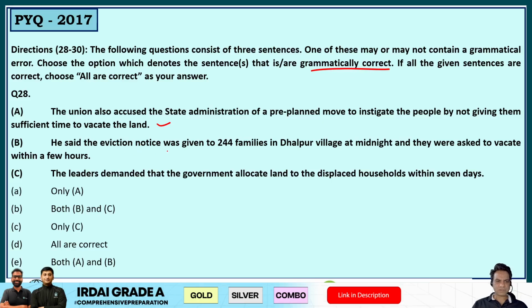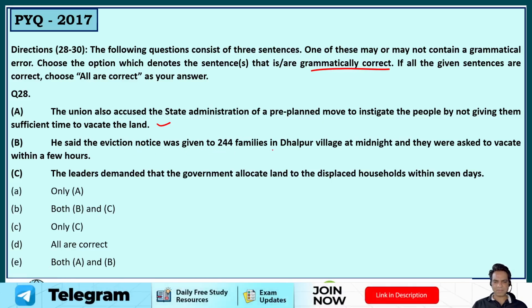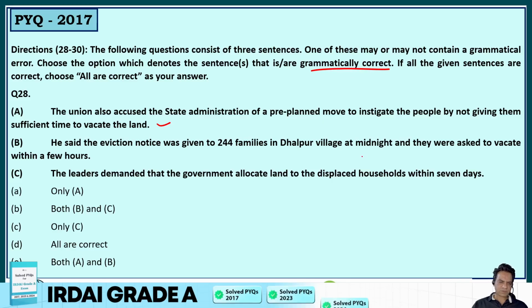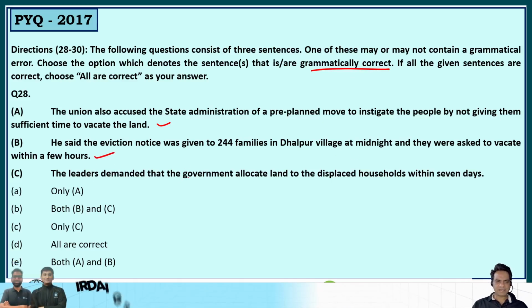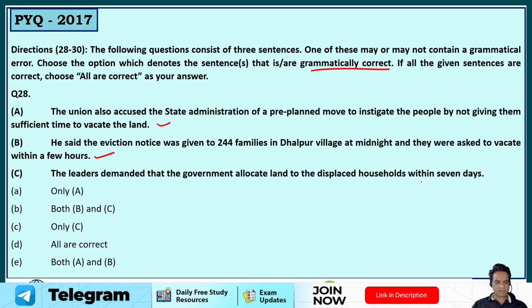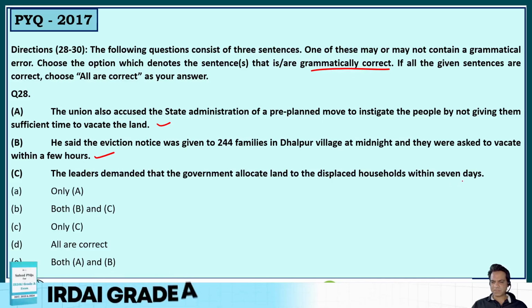He said the eviction notice was given to 244 families in Dhalpur village at midnight and they were asked to vacate within a few hours. This is also correct. The leaders demanded that the government allocate land to the displaced households within 7 days.